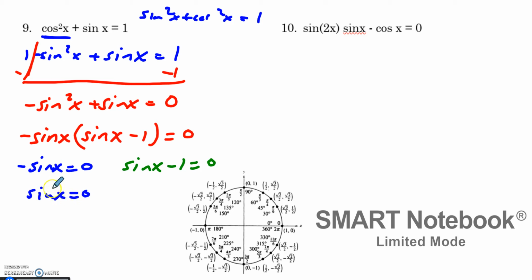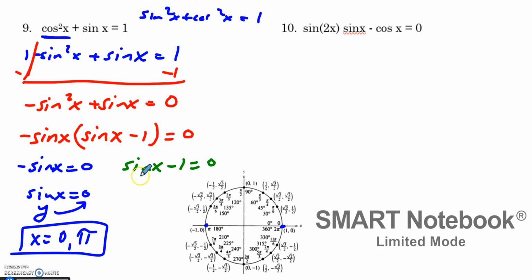And so what we're looking for are the angles on the unit circle where the y values are 0. And so that is true in two places. That is true here and here. So two possible angle answers are at both 0 and pi.